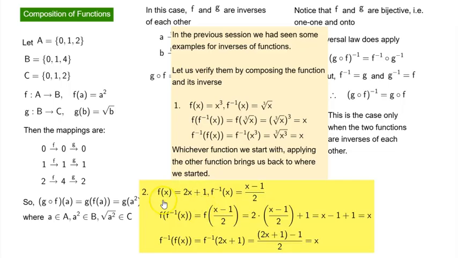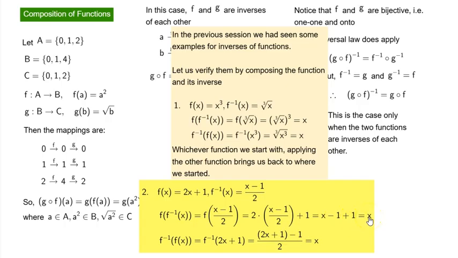Let's look at the second example. f of x was 2x plus 1, and we derived f inverse of x equal to (x minus 1) by 2. Now, f composition f inverse of x is equal to f of (x minus 1) by 2, because f inverse of x gives us (x minus 1) by 2. Now we substitute (x minus 1) by 2 into 2x plus 1. So we get 2 times (x minus 1) by 2, plus 1, which is x minus 1 plus 1, which is equal to x.